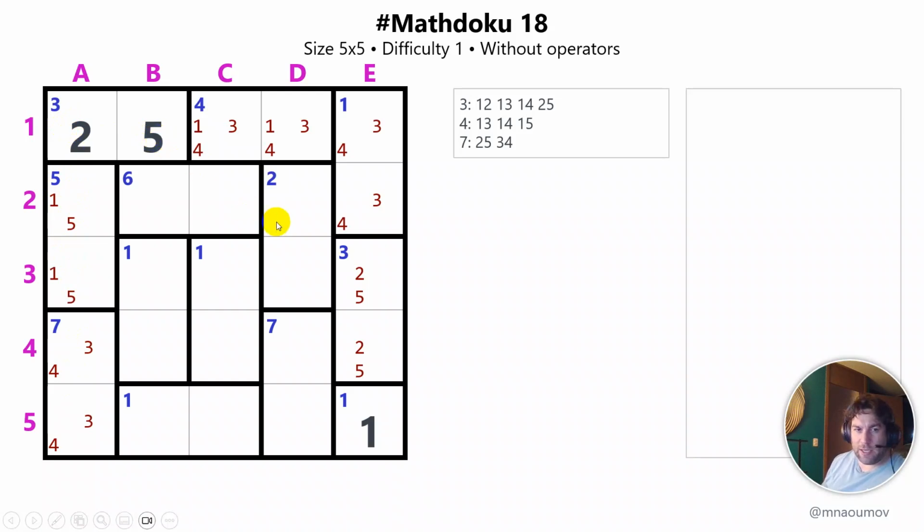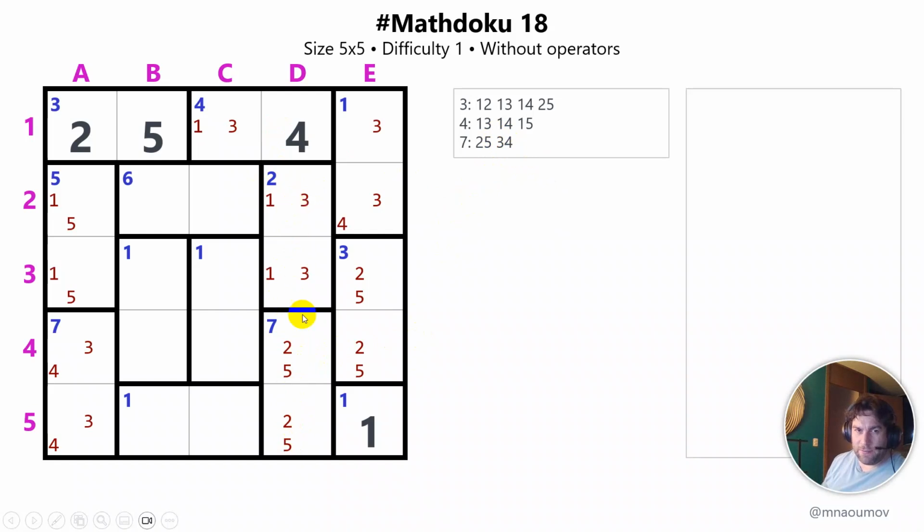Now if we look in cage D4, what are our options? As we discussed, it can be 2, 5 or 3, 4. If we assume it's 3, 4, we have 3, 4 here and 1, 3, 4 in this cage, meaning that for these two, the only options left are 2, 5. But 2, 5 don't form a value 2 with any operations. So 3, 4 cannot be our candidate. So our candidates are 2, 5.